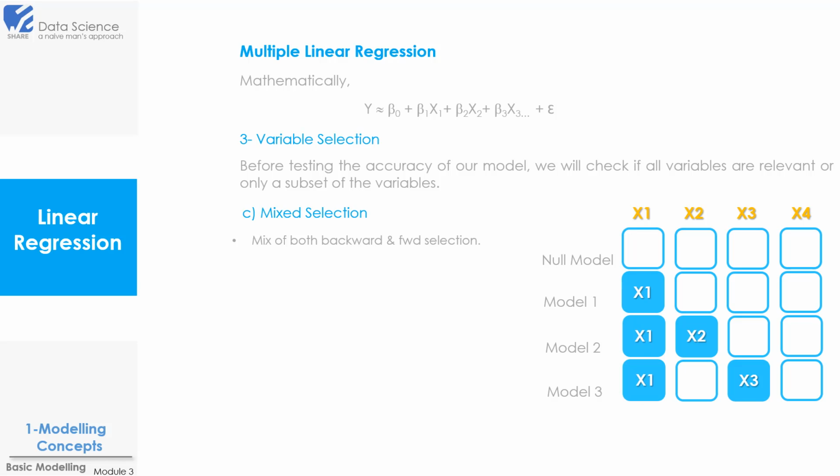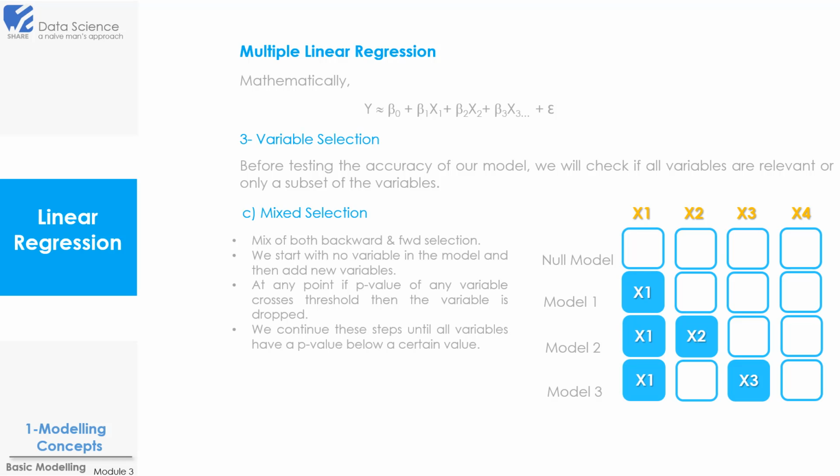Then the third method is mixed selection. Now as the name suggests, it is a combination of backward and forward selection methods. So here we start with no variable in the model as shown here in the image, and then add new variables to it. And then at any point, if the p-value of any variable crosses the threshold which is defined by the user, then the variable is dropped. So we continue these steps until all the variables have a p-value below a certain value. Now mixed selection addresses the drawbacks of both of our earlier methods. Hence it could be considered a better approach.